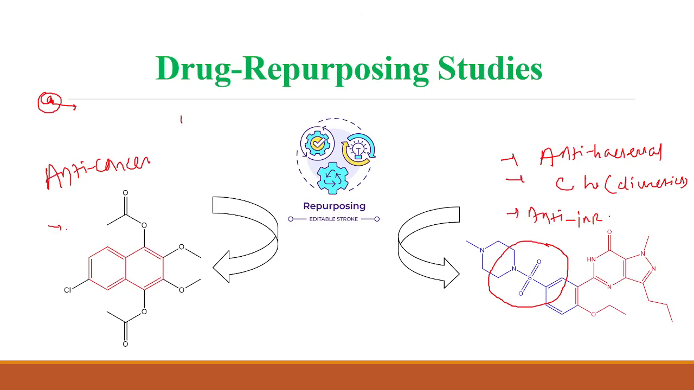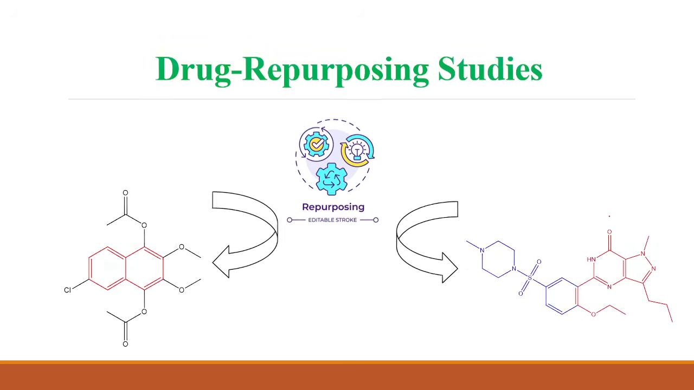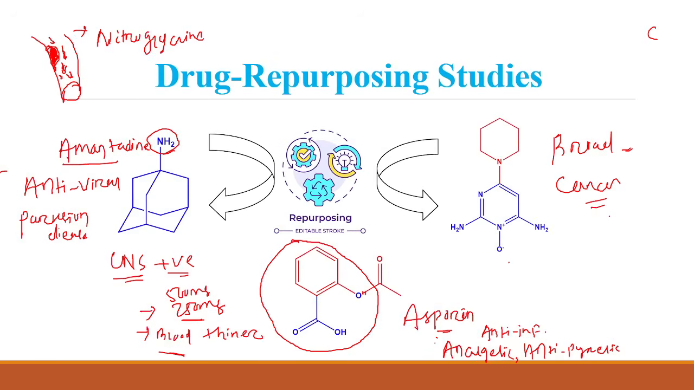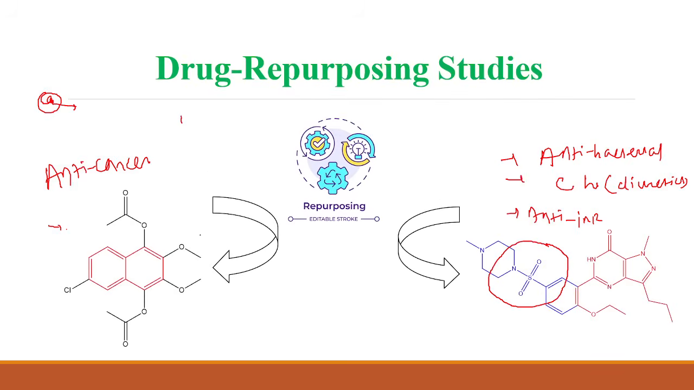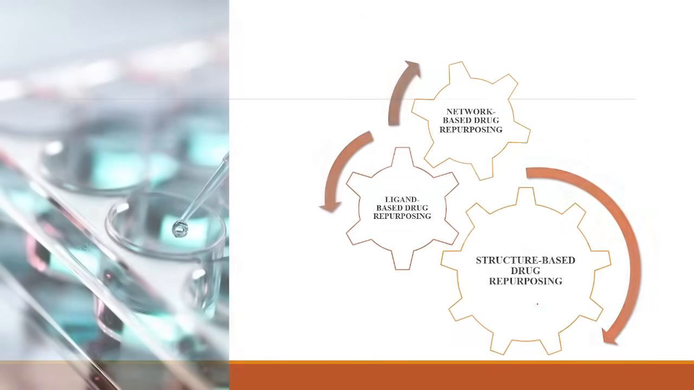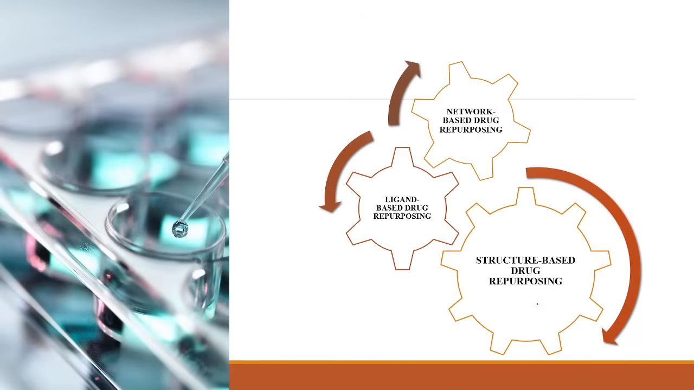Okay. So these are some examples of drugs for the drug repurposing study. The first one is amantadine. This one is amantadine. This one is aspirin. Then this one is another drug. We have here another drug. This is chlorambucil, and this is the sulfonamide derivatives. Okay. I hope you guys have understood all these things.